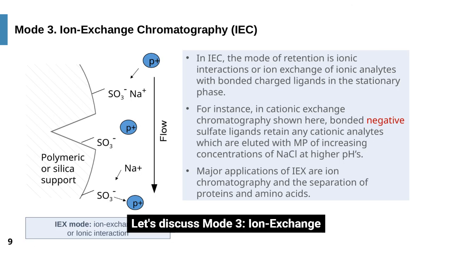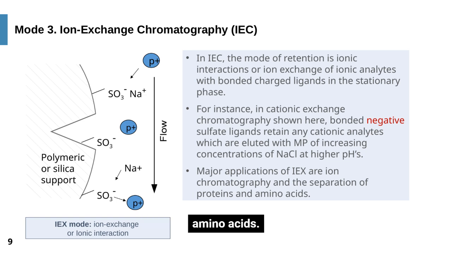Let's discuss Mode 3, Ion Exchange Chromatography, IEC. In IEC, the mode of retention is ionic interactions or ion exchange of ionic analytes with bonded charged ligands in the stationary phase. For instance, in cation exchange chromatography, bonded negative sulfate ligands retain any cationic analytes, which are eluted with mobile phases of increasing concentrations of NaCl at higher pH levels. Major applications of IEC are ion chromatography and the separation of proteins and amino acids.